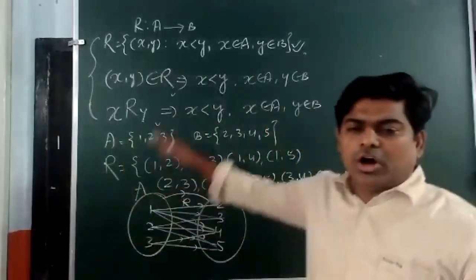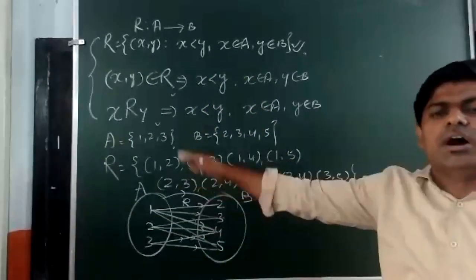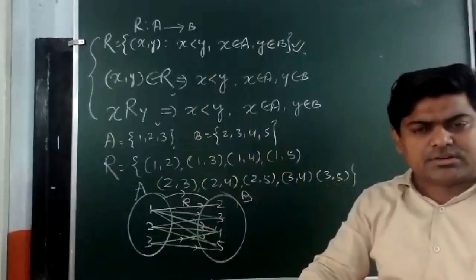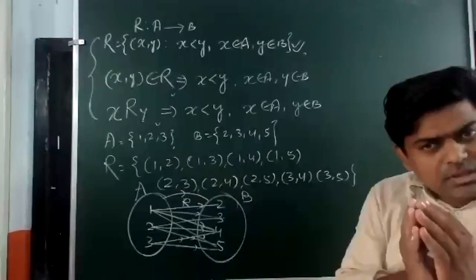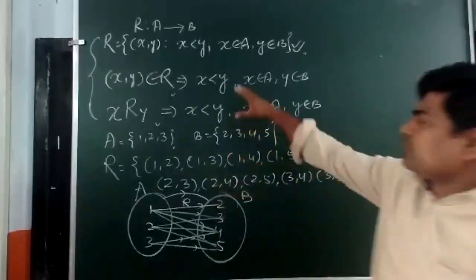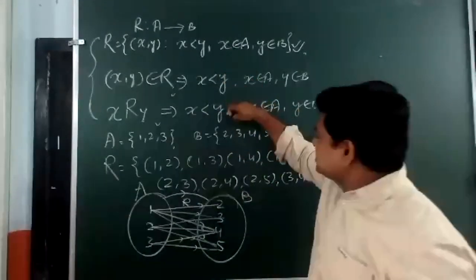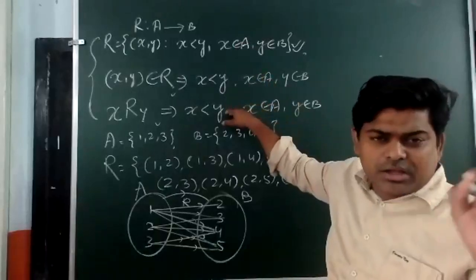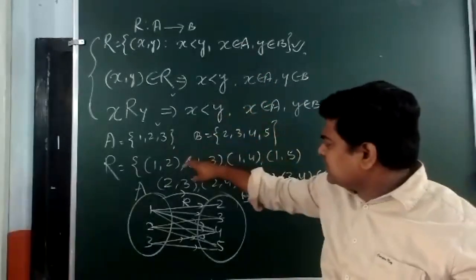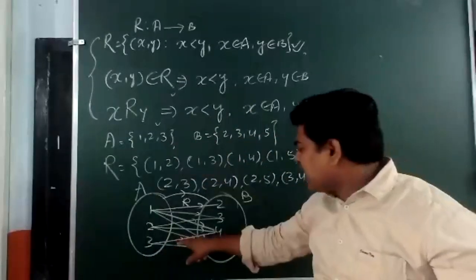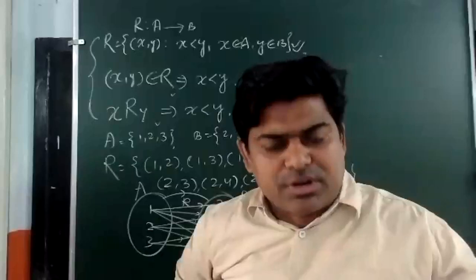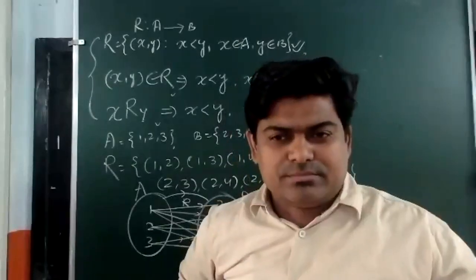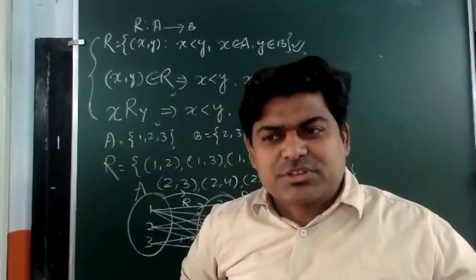Now, all these three things are showing the same result, same relation. The ways of writing are different. The first one, all these three are called set builder method. This one is roster, and last one is arrow diagram. Now, hope you must have got it.